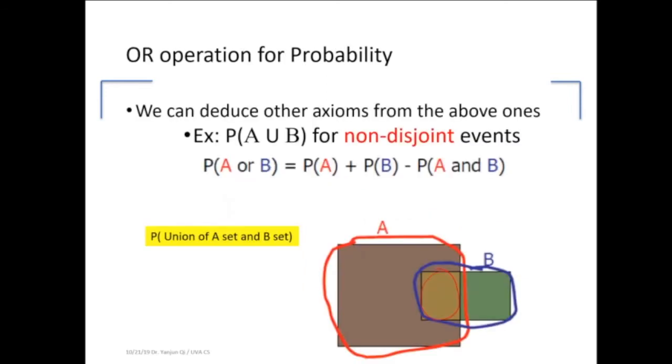This is all pretty elementary. I hope it retrieves your memory from your undergrad probability course. And then, if A and B are 2 events, remember events are subsets, right? In the end, it's about set operations. Everything here is a set operation because an event is a subset of the sample space. So if A and B are subsets that are not disjoint, they have an overlap region, an intersect region, then their union is P(A) plus P(B) minus P(A and B). So this is the most basic OR operation for probability.